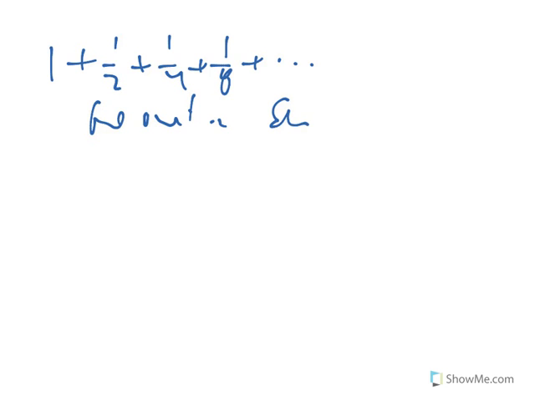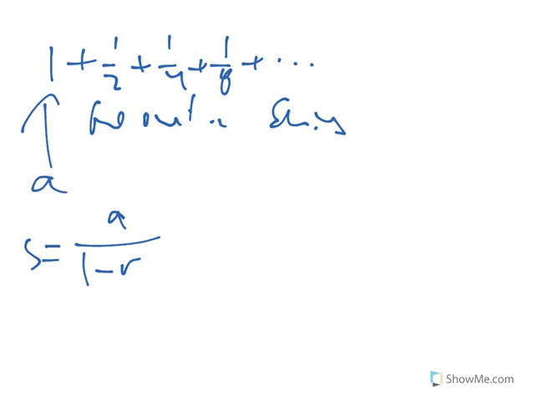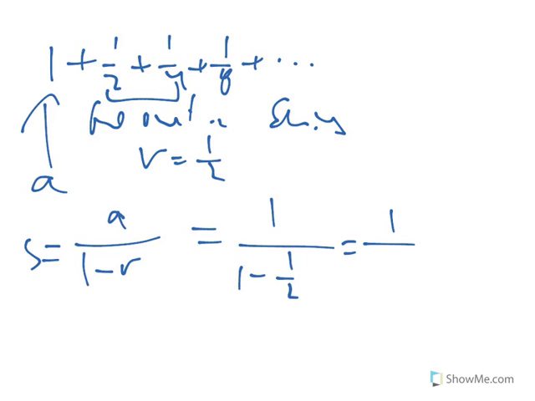First, a little refresher. You might remember that if you add 1 plus a half plus a quarter plus an eighth, this is a geometric series. And there's a formula for the sum of the geometric series, which is a over 1 minus r, where a is the first term, and r is the common ratio, which in this case is 1/2. And the sum would be 2.